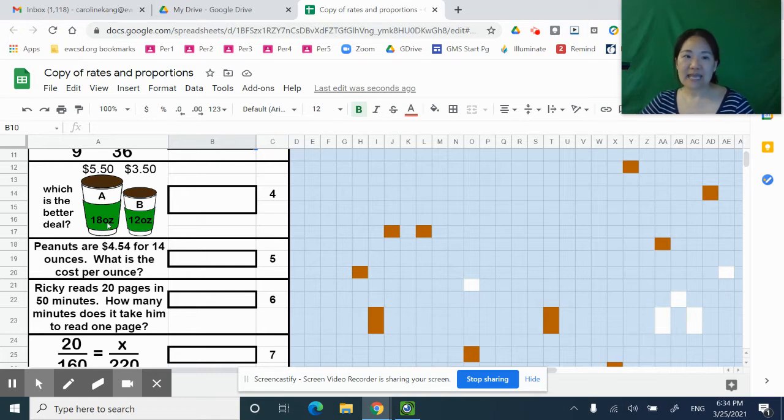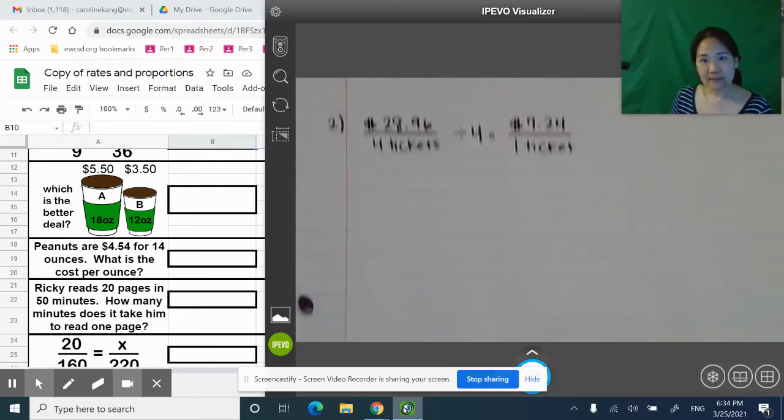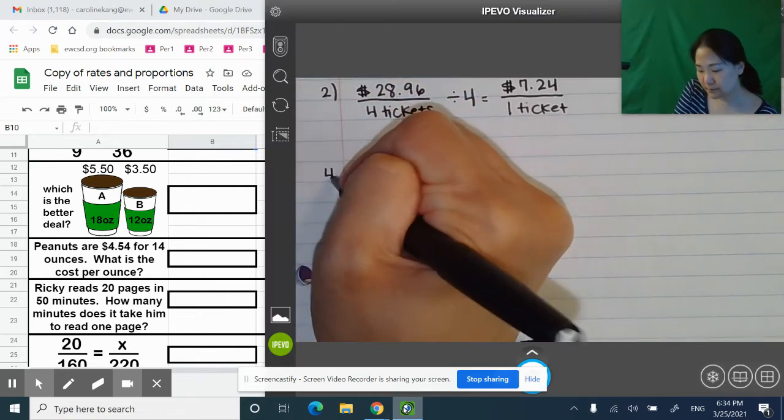All right, number 4, which is a better deal? This cup is 18 ounces and it costs $5.50. And this one is 12 ounces and it costs $3.50. So to find out which is a better deal, which means which is less expensive, you want to find the unit rate for both. One of them is called cup A and the other one is called cup B.